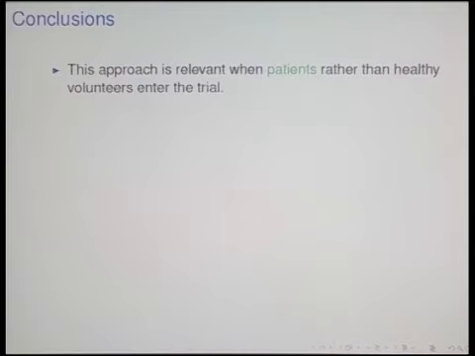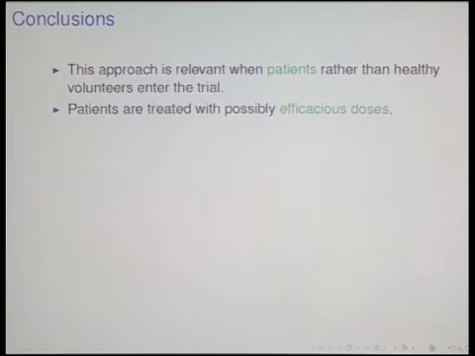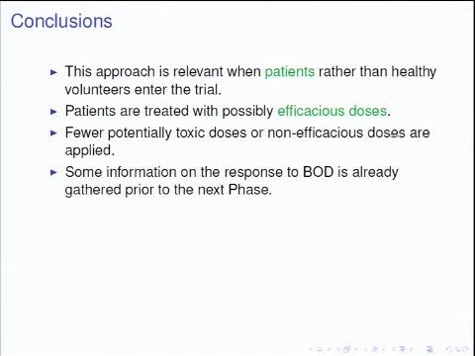As I said already, this is more relevant where patients are included in the study rather than healthy volunteers. And patients are already treated quite a lot with efficacious doses, which may be important because we've heard today a few times that the prior information from early phase is so important for starting the next phase. And that would give this prior information: fewer potentially toxic or non-efficacious doses. Some information on the response is already gathered. So that's what I've said already as well.